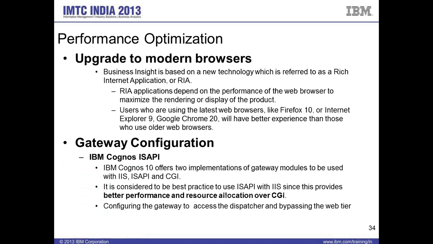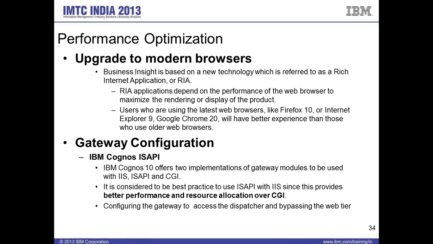Then some of the performance recommendations. When we implement Cognos Workspace, some of the performance optimization steps can rely on upgrading to modern browsers, because Business Insight or Cognos Workspace are based on RIA capability, which is Rich Internet Application, and this improves significantly with modern browsers. So users should upgrade to the latest browser like Internet Explorer 9 or 10, or Firefox 10 or the latest version of Firefox, or the latest version of Google Chrome. That will definitely give a better experience compared to the old browsers.